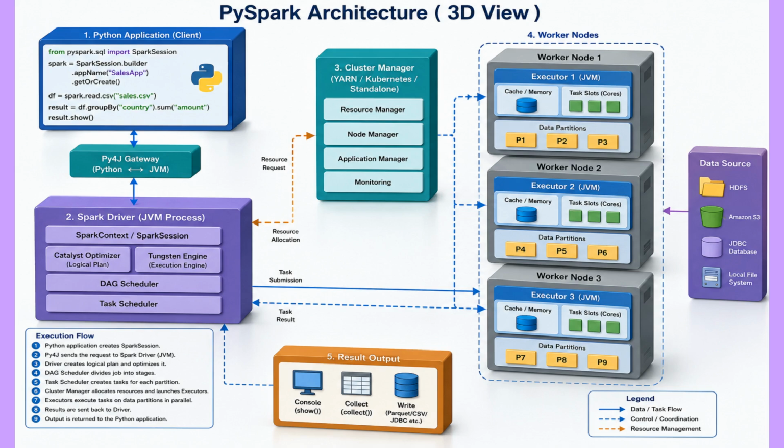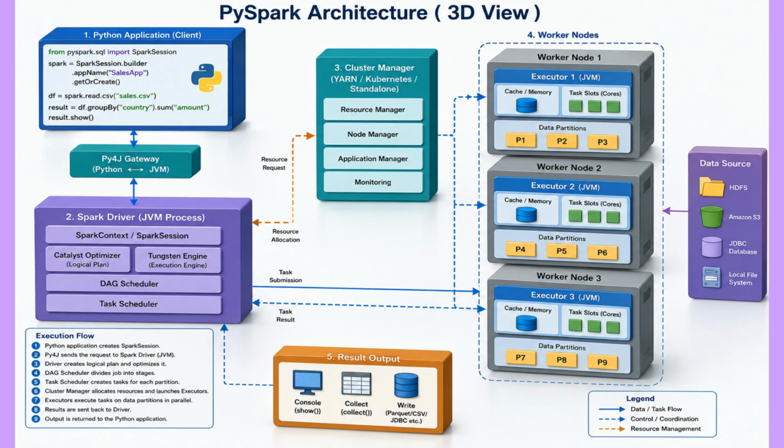The driver contains several important components. First is the Spark session, or Spark context, which serves as the entry point to Spark functionality. Next is the Catalyst optimizer. The Catalyst optimizer analyzes DataFrame and SQL queries and creates an optimized execution plan. Instead of executing queries exactly as written, Catalyst finds more efficient ways to process data, reducing execution time and resource consumption. The driver also includes the Tungsten execution engine.